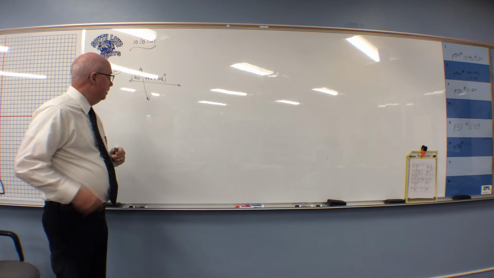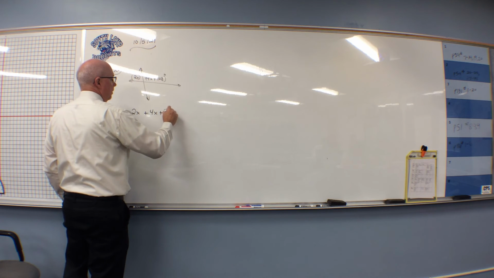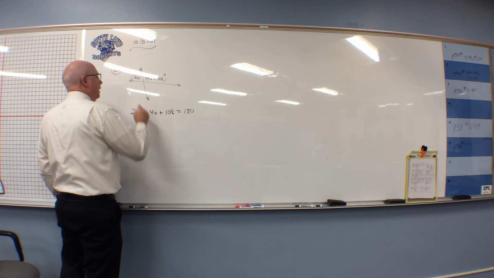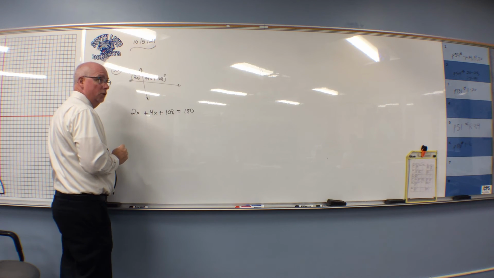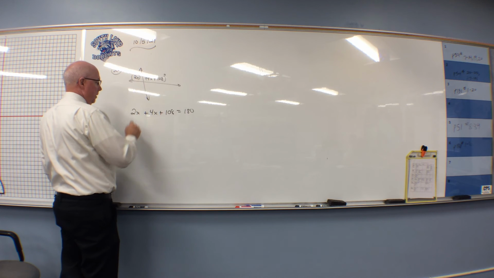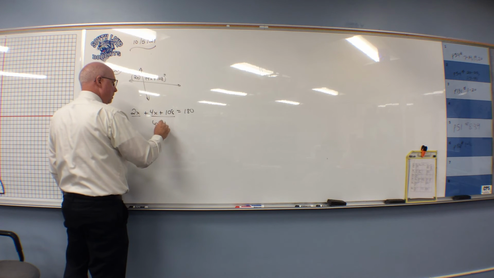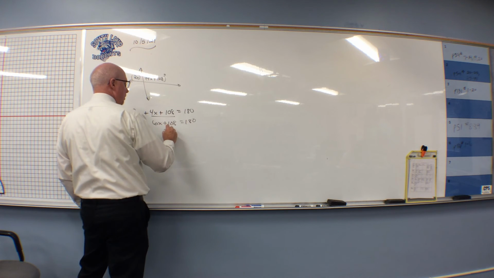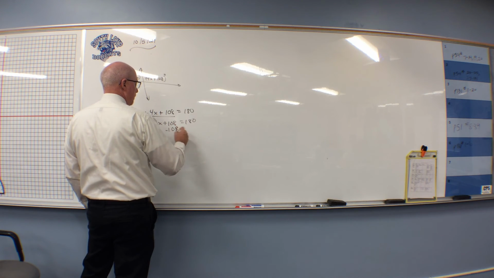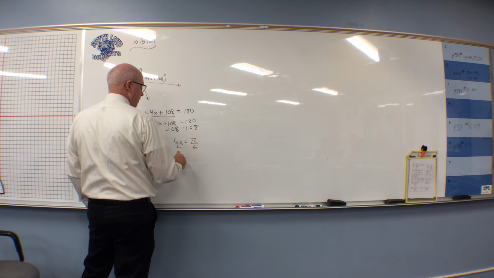2x plus 4x plus 108 equals 180. That is correct. If I take this angle plus this angle, and I set them equal to 180 because they form a straight line. This is the first angle, this is the second angle. So this is 6x plus 108 equals 180. Now I'm going to subtract 108 from both sides. 72. So I get 6x equals 72. And divide by 6, I get x equals 12.